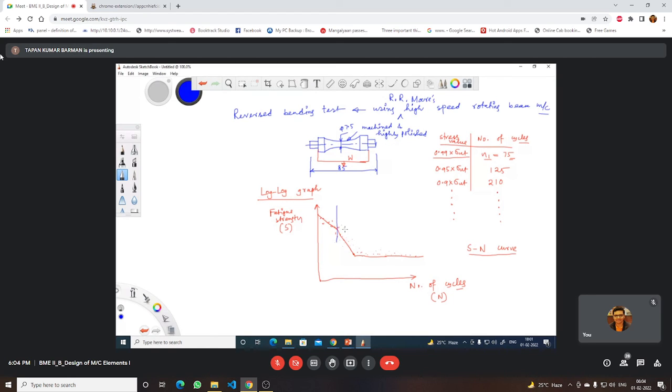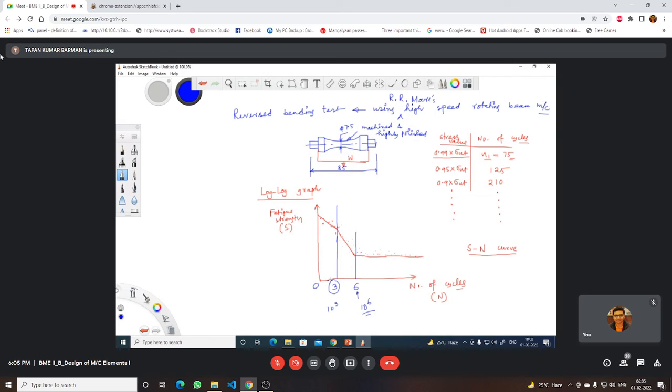One is up to this, and after this. So this value is basically 0. This value is equal to basically 3. This is called 6. 3 means 1000 cycles, 10 cube. This one value is physically 10 to the power 6. So corresponding to this, you will get the fatigue strength of the material.